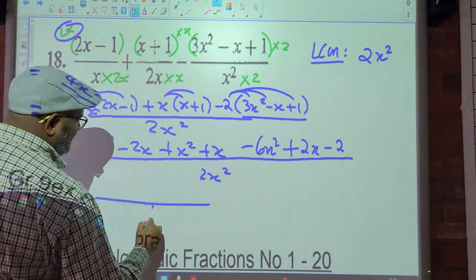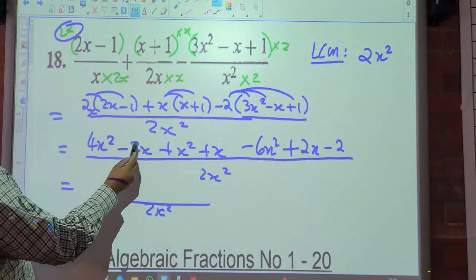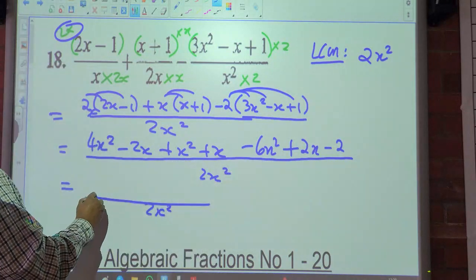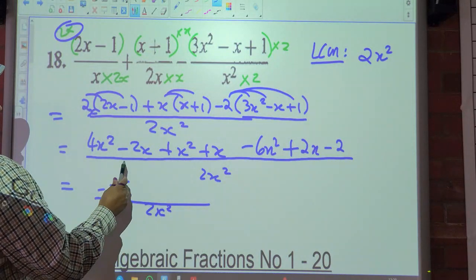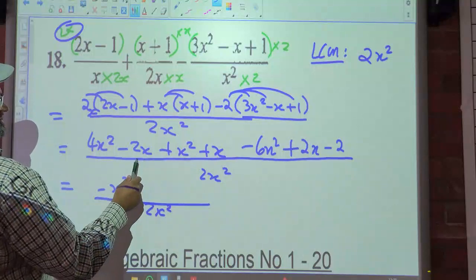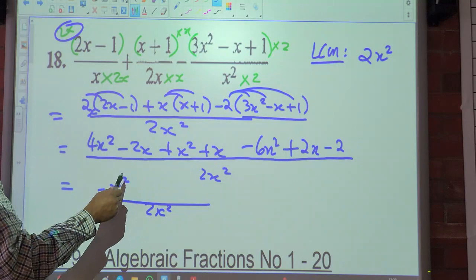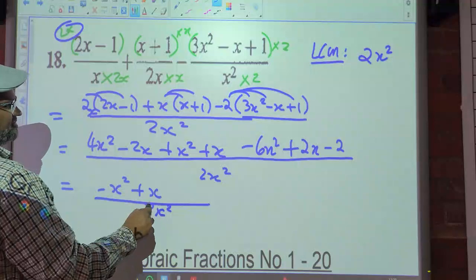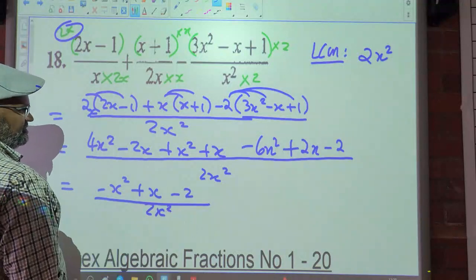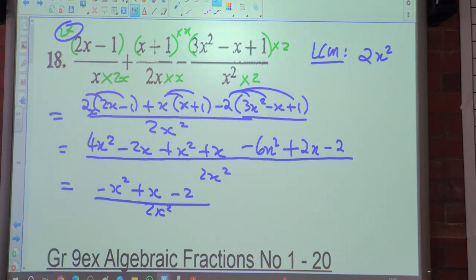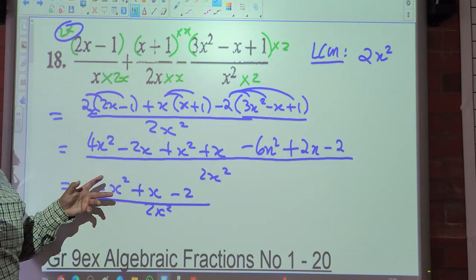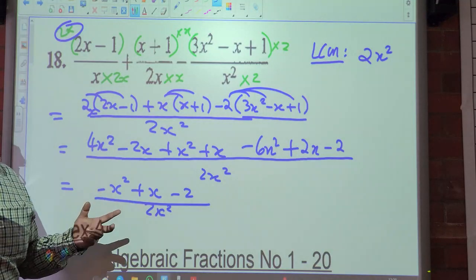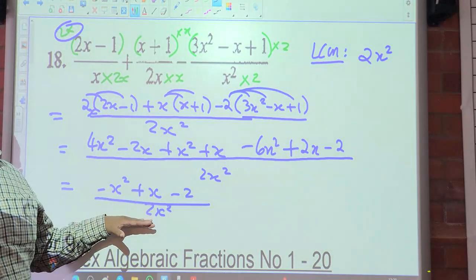Again, I'm looking for like terms. So what is 4x squared plus x squared? 5x squared. 5x squared minus 6x squared is negative x squared. What is negative 2x plus x? Negative x. And x plus 2x is 3x, then minus 2. That's all over 2x squared. People, this can't factorize, and even if it could, it's not going to change anything at the bottom. Nothing can really cancel, so I would leave the answer like this. That's correct.